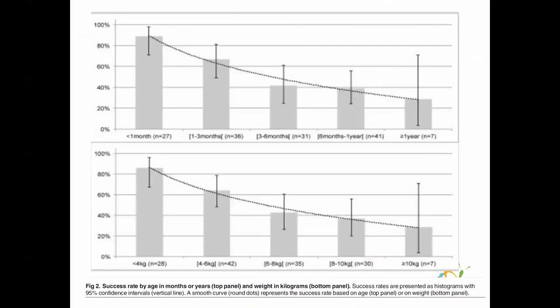So here we can see the success rate by age in months in the top graph, and in the bottom panel we have weight. The success rate of this procedure under 1 month of age was 89% with a good confidence interval. And as you got older, the success rate went down. If you were under 4 kilograms, the success rate was around 83%, going down to just over 27% if you were over 10 kilograms.